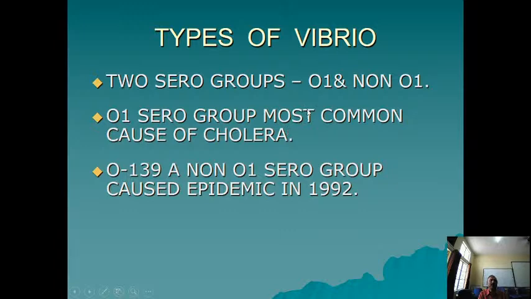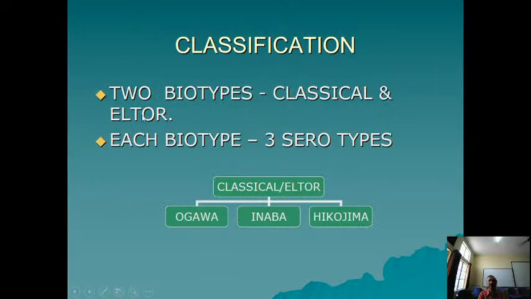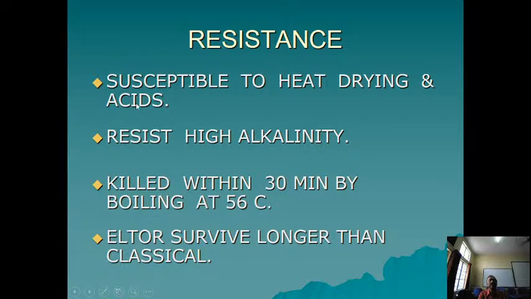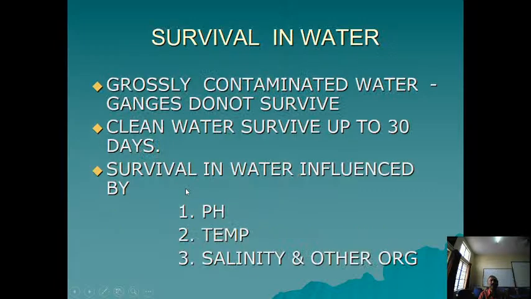Two serotypes, O1 and non-O1. The O1 serotype was the most common. Now at present O139 is the one which is most common. We have three serotypes of them, Ogawa, Inaba and Hikojima. It is susceptible to heat and drying, resists high alkalinity, and is killed within 30 minutes by boiling at 56 degrees. The El Tor variety, which is the current variety, lasts longer than the classical variety.